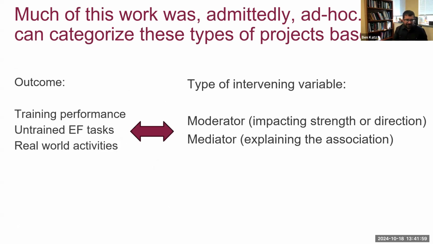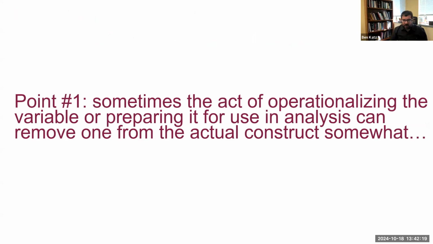So a lot of these earlier studies were ad hoc. You could categorize them in different ways depending on outcomes, whether it was training performance, real world activities, or untrained EF tasks. And of course, the intervening variables can be quite different, right? We can be looking at moderators that are impacting the strength or direction, or mediators that should be explaining the association. So my first point that I want to make is focused on what we're actually doing when we look at these moderators and mediators.